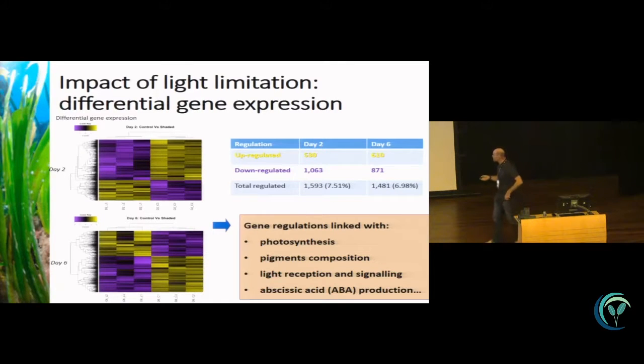So heat maps. Day 2, day 6, this is comparing the control with the shaded on day 2, and then similarly with day 6. We had 500 genes upregulated, 1,000 downregulated. But the important thing is which ones they were. So we had photosynthetic genes, pigment composition, surprise, surprise, light reception and signaling, but then we had ABA, so we had another hormone pop up. So why was a hormone responding to shading? That became a smoking gun that we were interested in. But I think the nice thing is all of this gene regulation, we've got plenty of evidence that boring pigments, fluorometry supports it.